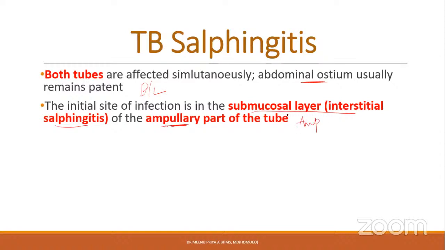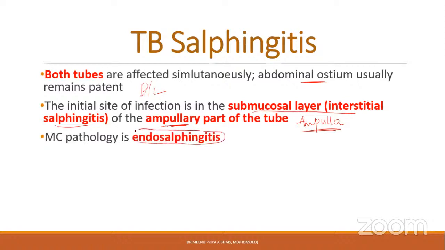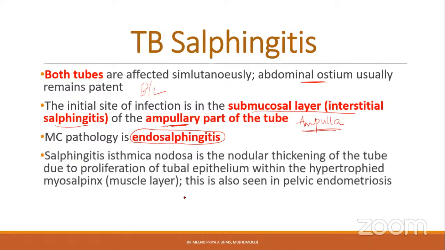the question can be, there is no need that they give exactly the submucosal layer, not that very deep. They will just give ampulla, the parts of the fallopian tube. So you have to remember the initial site of infection is ampulla, ampullary part of tube. And most common pathology is endosalpingitis. And salpingitis isthmica, there is isthmus in the tube.